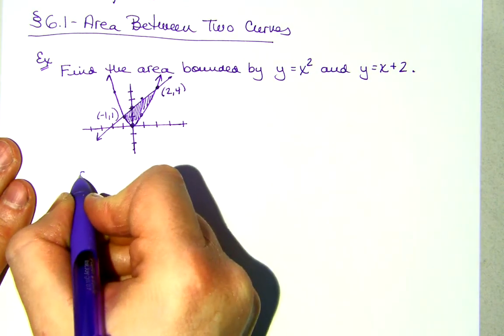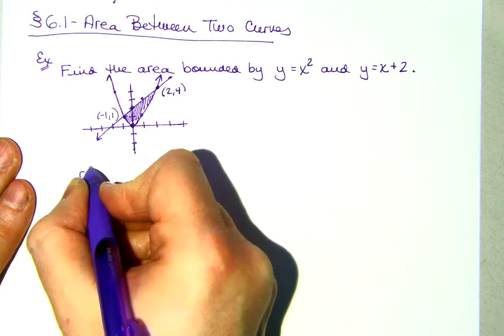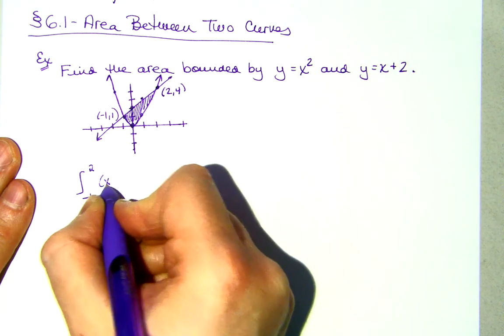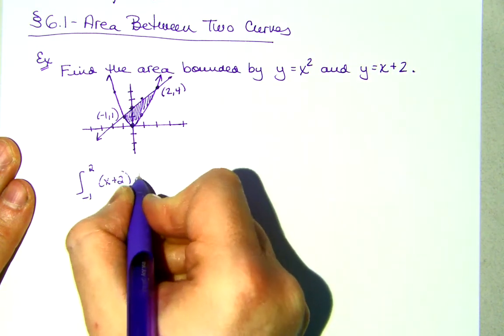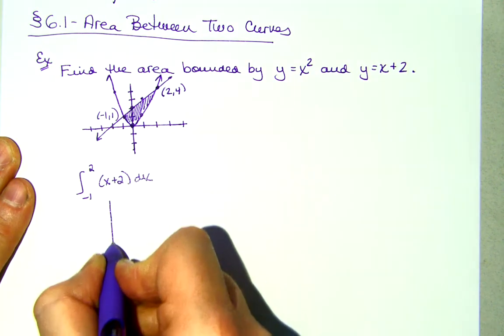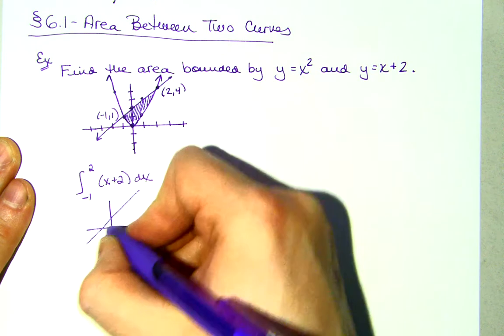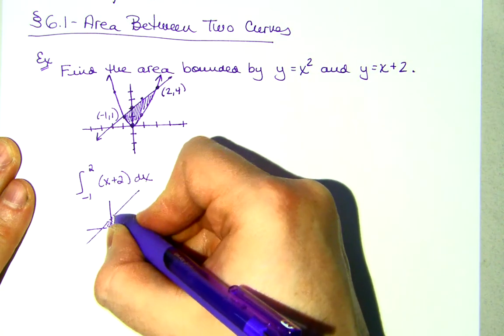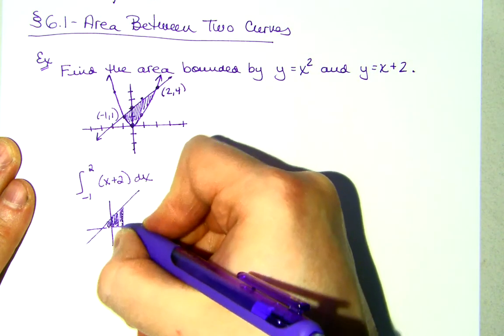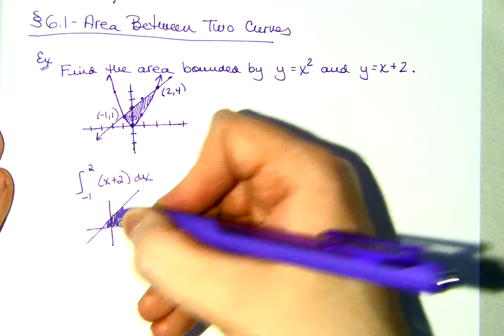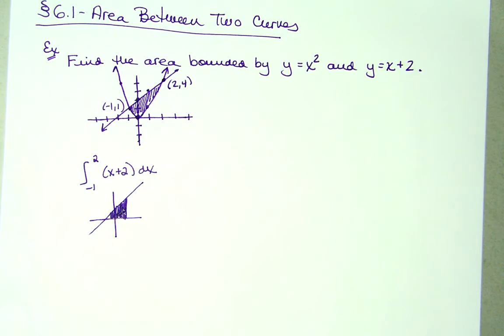Well, here's the idea. If I do the integral from negative 1 to 2 of x plus 2 dx, that's going to find for me the area under that slanted line, starting at negative 1 and going to 2. Which I don't think is a bad place to start. Between your slanted line and the x-axis.